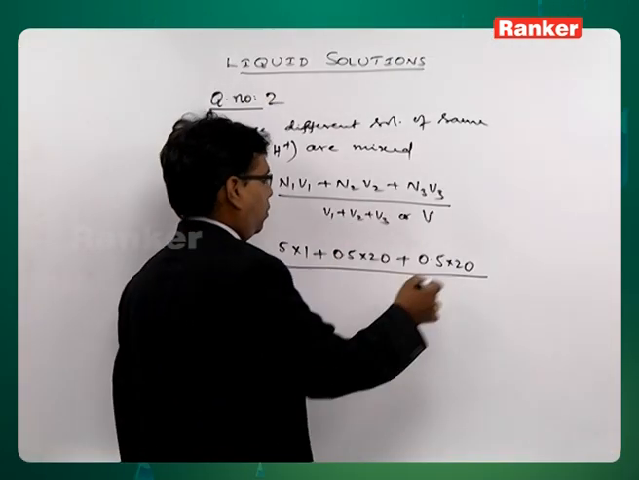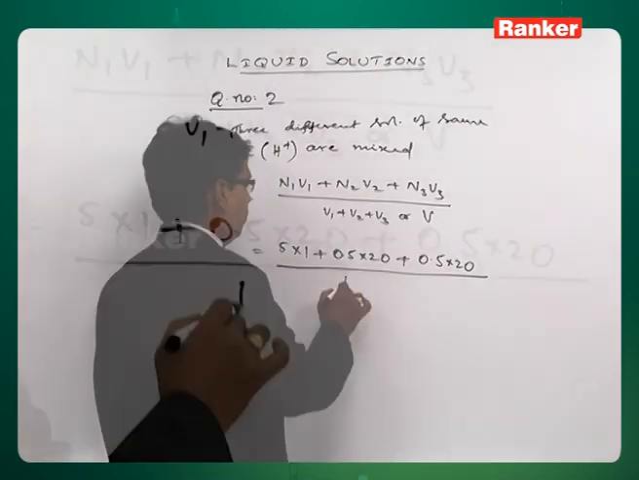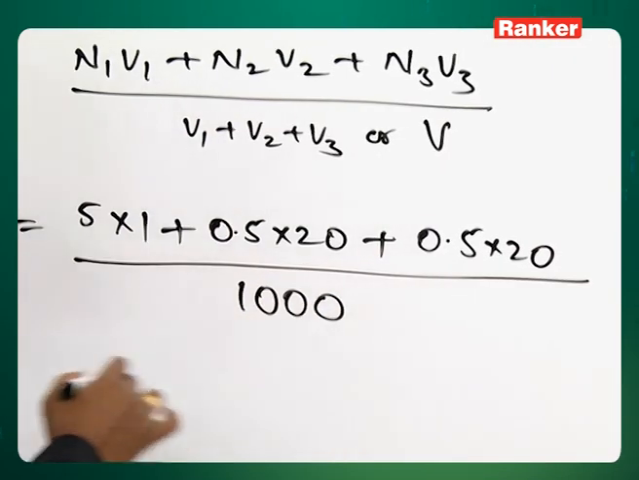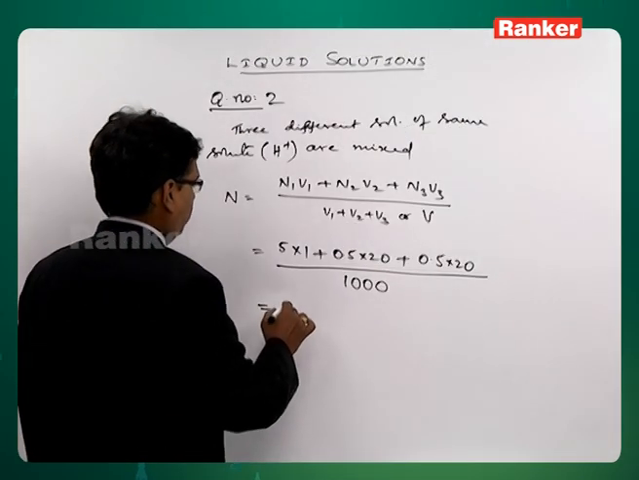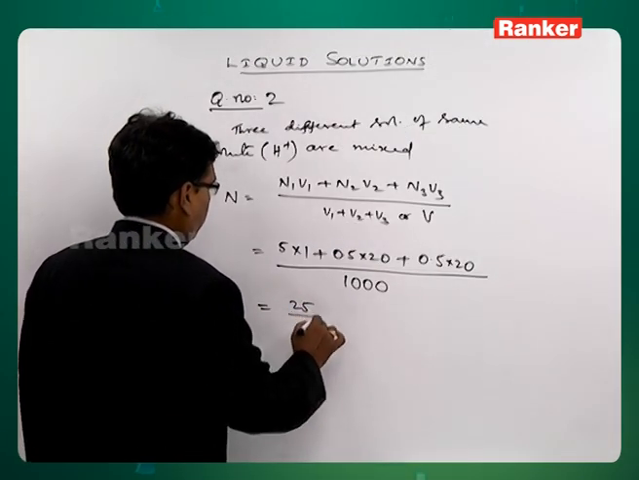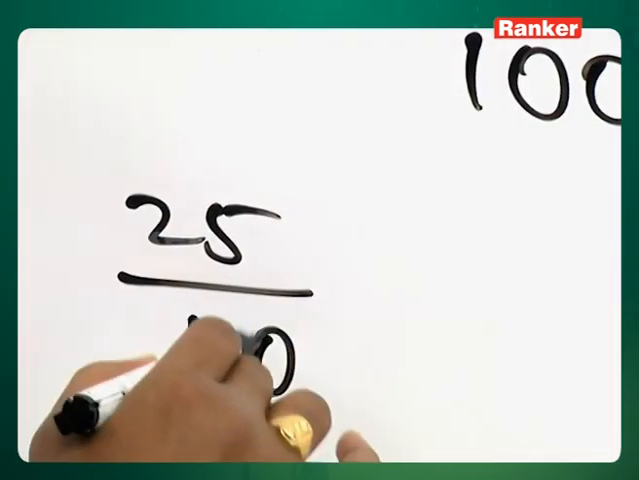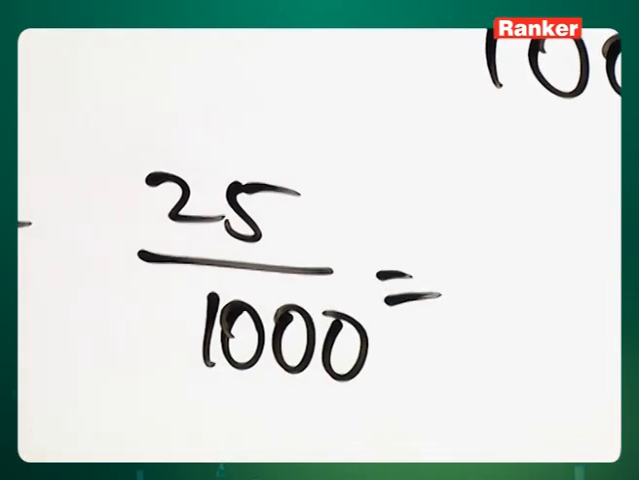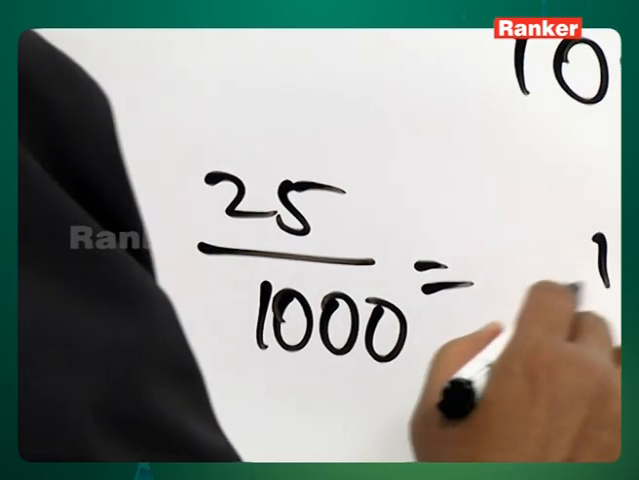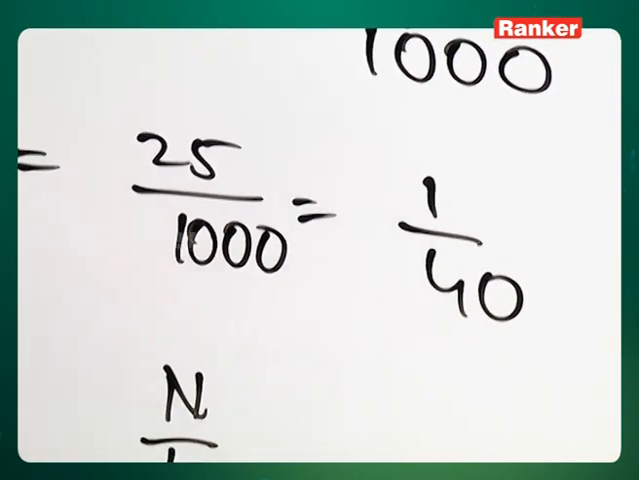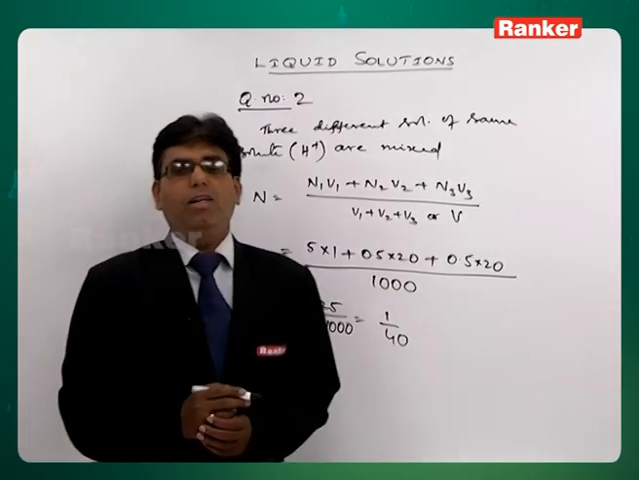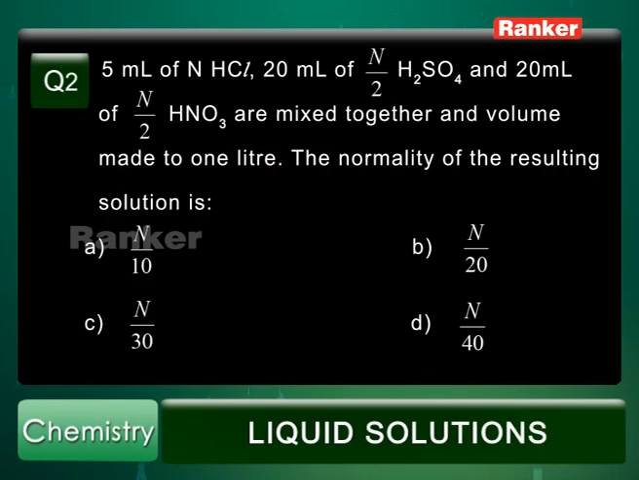Because the volume is taken in milliliters, if we take it in milliliters here also, it comes out to be 1000. Now in the numerator, if you add it all up, you get 25 by 1000. So, the normality is nothing but 1 by 40, that is N by 40. So, the resultant normality is N by 40. So, the answer must be option D.